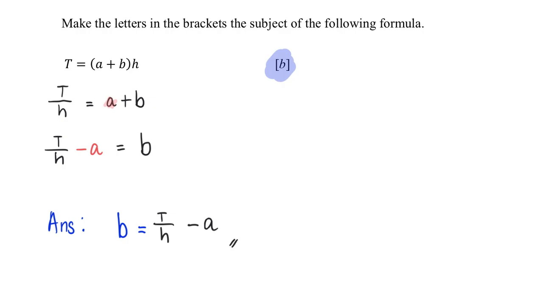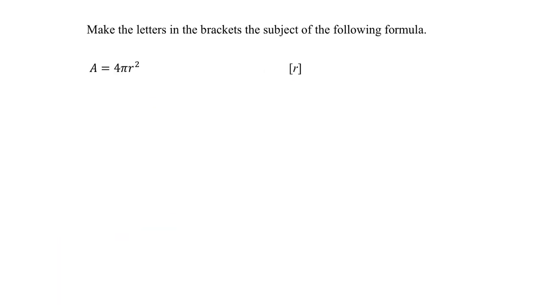Alright, let's move on to the next example. Welcome to this example where we are required to make R the subject of the formula. I saw that the R is here. So what do I do next? I'm going to divide by 4 pi on both sides so that you will see A divided by 4 pi equals my R squared.